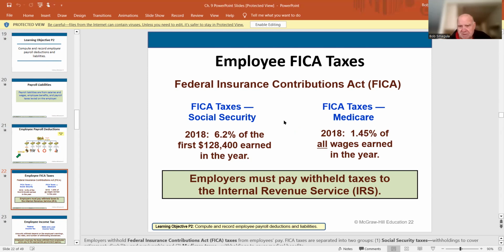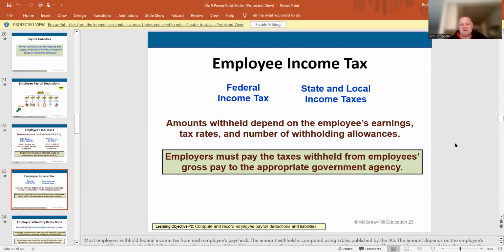Okay. Regressive tax. Medicare is called a flat tax. Everybody pays the same no matter how much they make. And then you have the income taxes. We all sadly know what income taxes are: federal and state and local. Amounts withheld depend on the employee's earnings, tax rates, withholdings, how many children you claim, whatever. Employers must pay the taxes withheld from the employee's gross pay to the appropriate government agency.